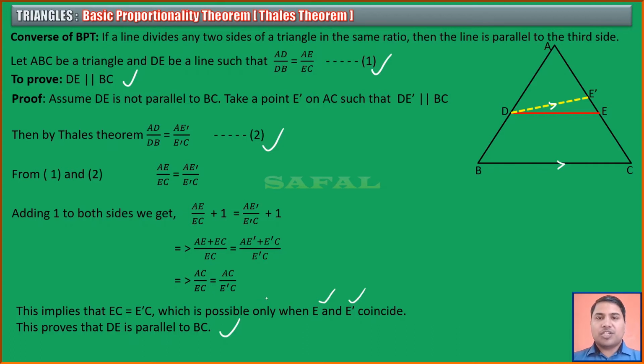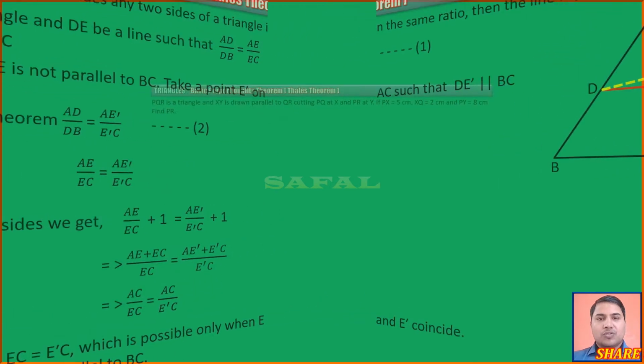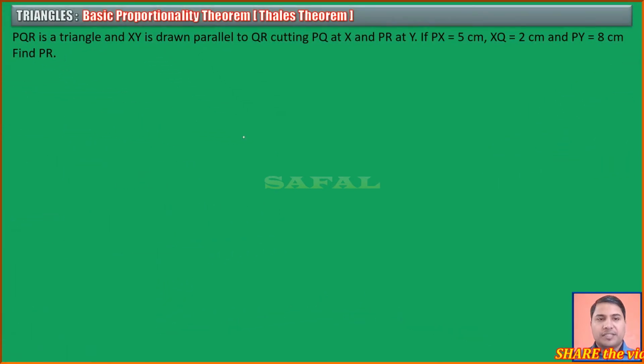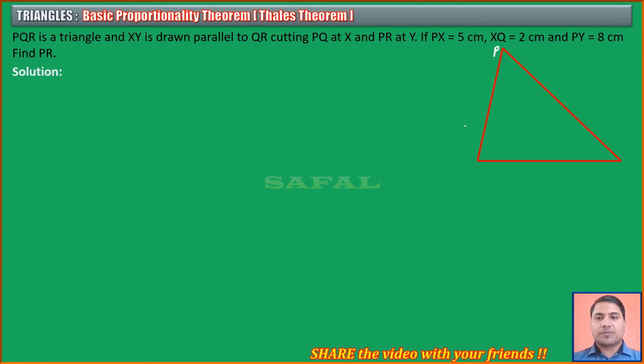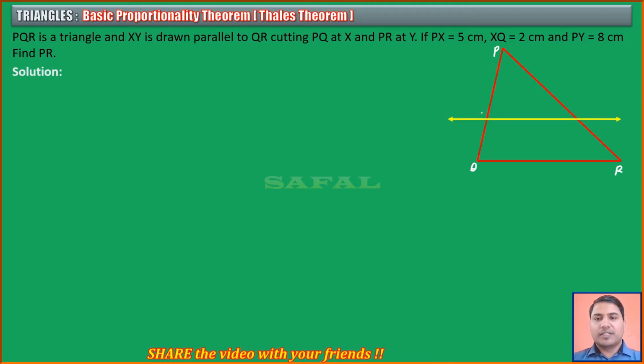So keeping these two theorems in mind, now we'll do some questions based on Thales theorem. The first question you can see on the screen: PQR is a triangle and XY is drawn parallel to QR, cutting PQ at X and PR at Y. So let me take a triangle, this PQR is a triangle. Now XY is drawn parallel to QR. So let's say this is the line XY. It is cutting PQ at X and PR at Y.